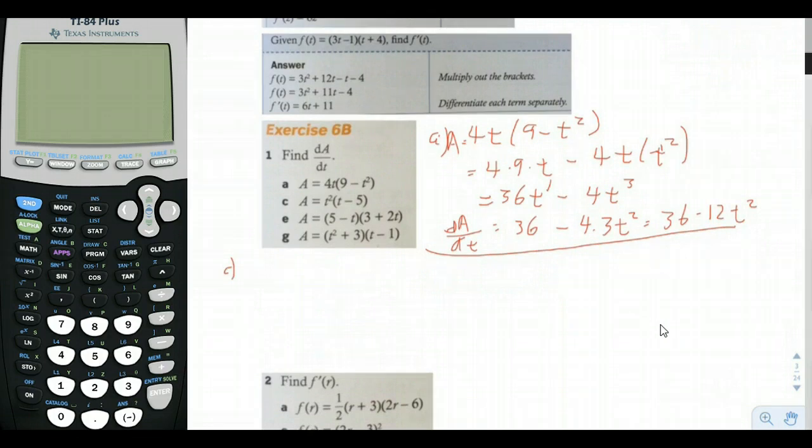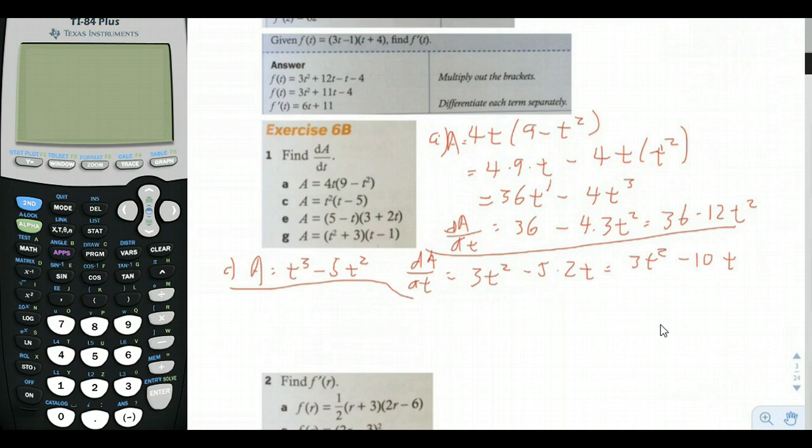Okay, what about C? Let's simplify this, multiply everything out. It's going to be t cubed minus 5t squared. If we take the derivative of this, it would be 3t squared minus 5 times 2t, which is equal to 3t squared minus 10t. Okay, that was C. Now E. A equals 5 minus t times 3 plus 2t.